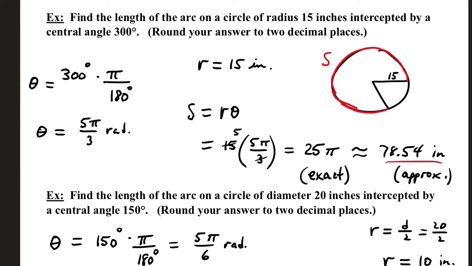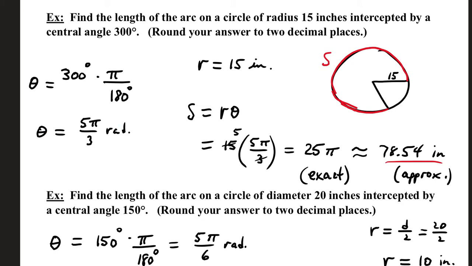Hang on to the pi, only reduce your numbers. I know pi is a number, but it's irrational, and it doesn't work well trying to convert back and forth from decimals to fractions. So just enter your numbers and reduce them, and just leave the pi attached at the end. The radius of 15 inches, that's good to go. We just converted our angle to radians. Now that's good to go.